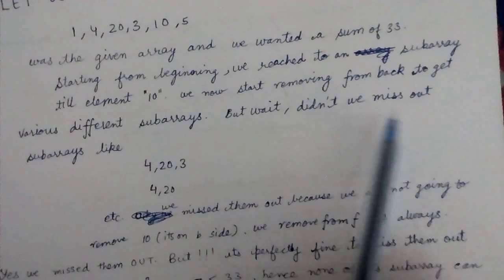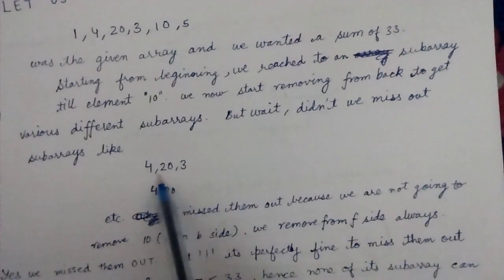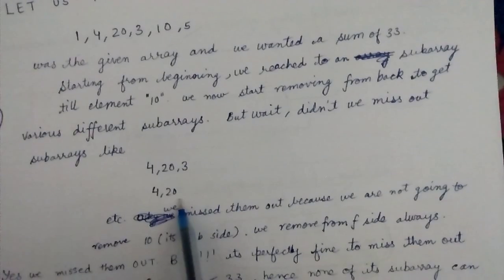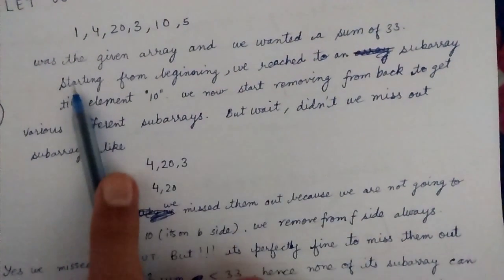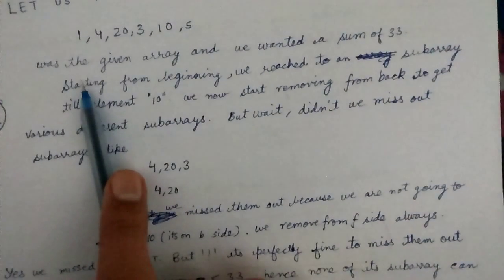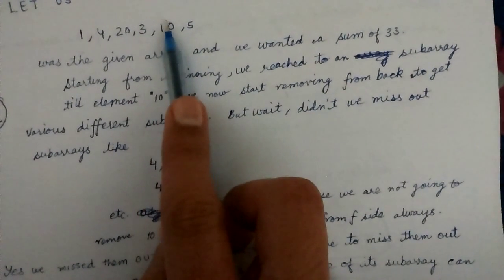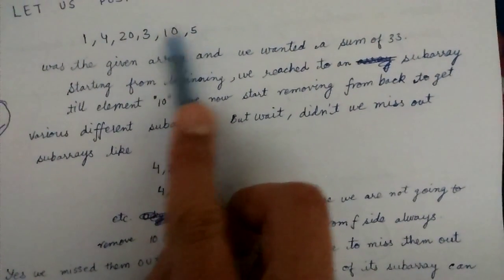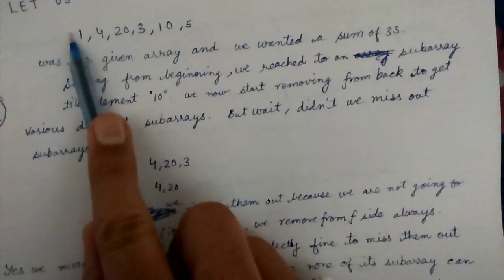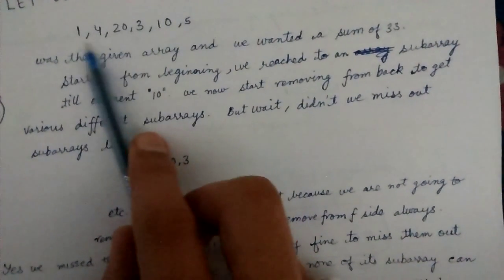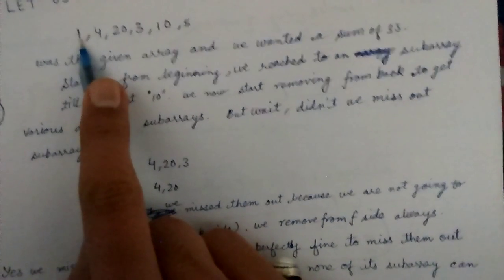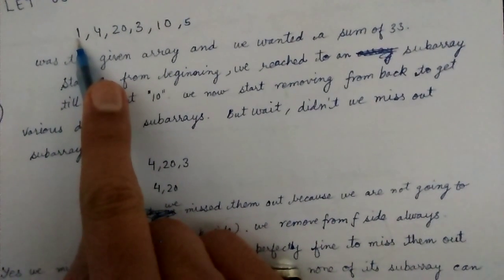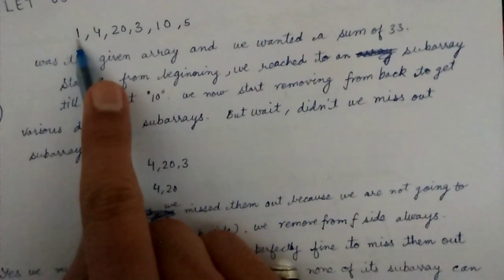But wait, didn't we miss out subarrays like 4 23, 4 20, etc.? Yeah, these are actually missed out. Why? Because we have reached till 10 and we are not removing from this side anymore. We will be removing from this side only. And all the previous subarrays which we considered were starting from 1, because 1 had not been removed before.